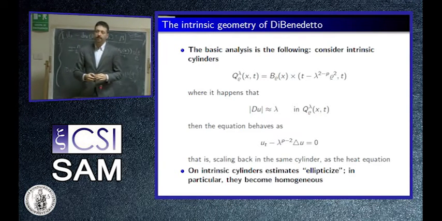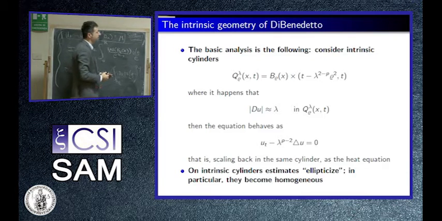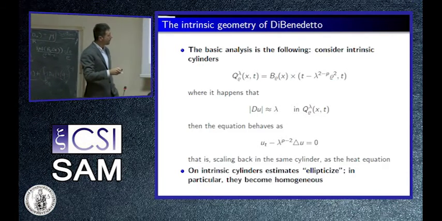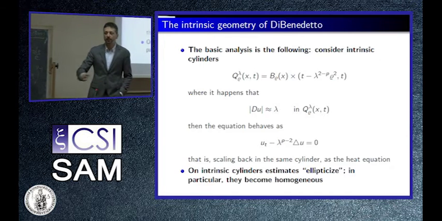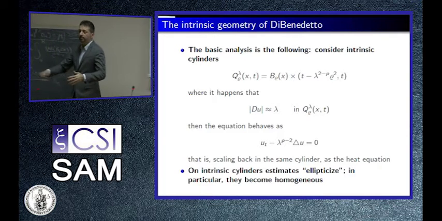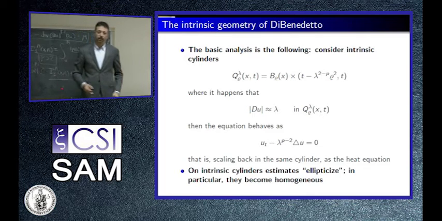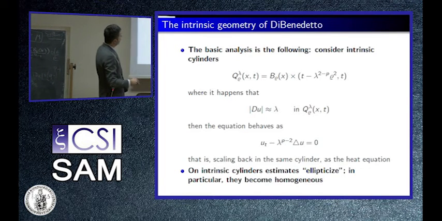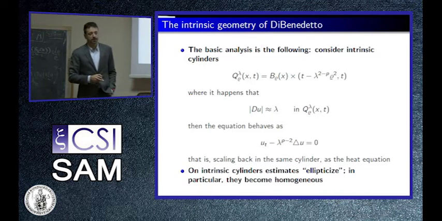The basic idea is that if lambda is very large, these cylinders get thinner and thinner in time because you have a lot of diffusion, so you don't need a lot of time to spread the heat with respect to the heat equation. Okay, so the whole analysis then goes through these intrinsic cylinders.